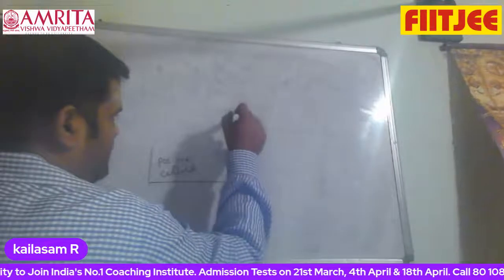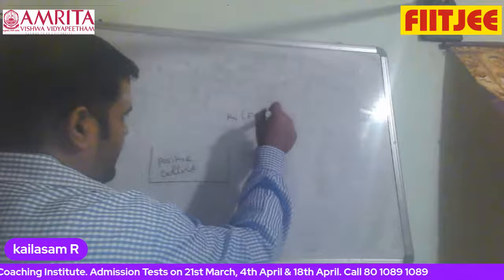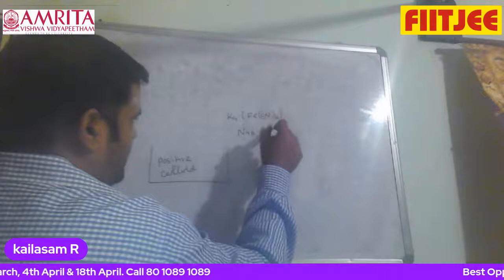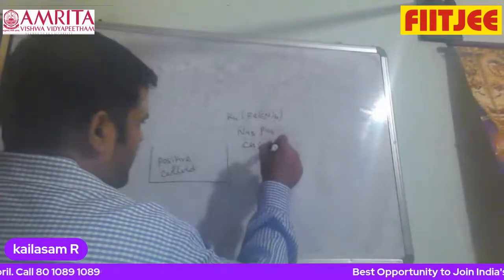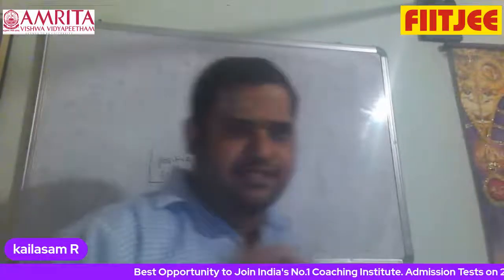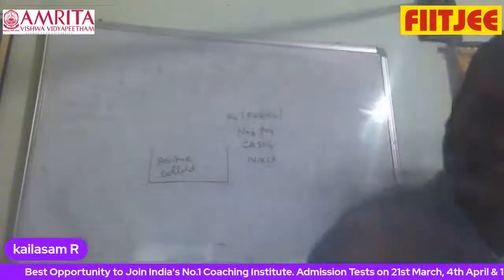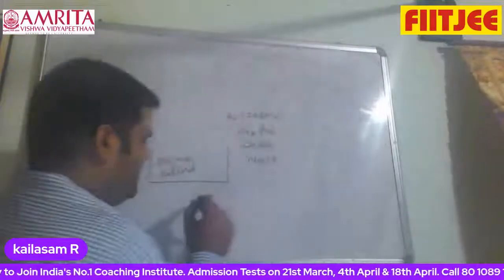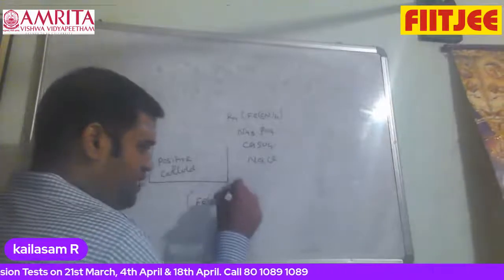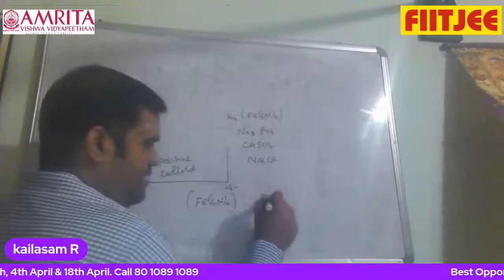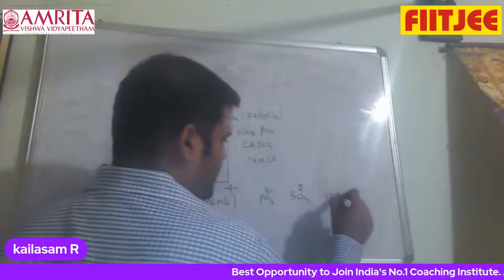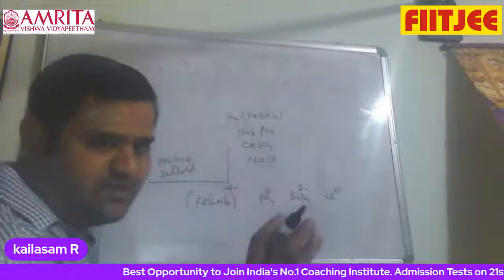So I am taking K4[Fe(CN)6], Na3PO4, CaSO4, NaCl. In a positive colloid, which part is responsible for coagulation? The negative part. The negative part here is [Fe(CN)6] 4 minus, then PO4 3 minus, then SO4 2 minus, then Cl minus. Now the high charge will easily coagulate.